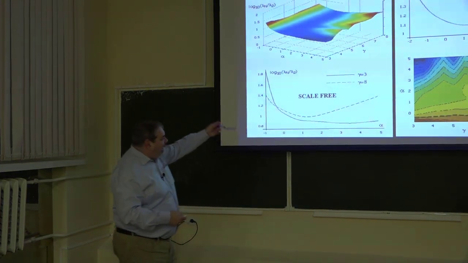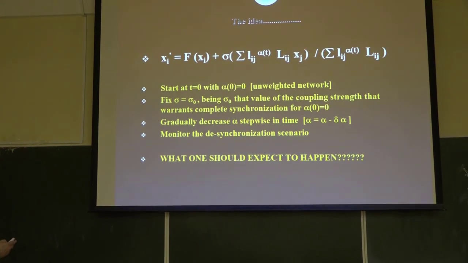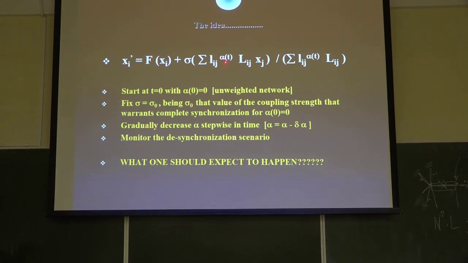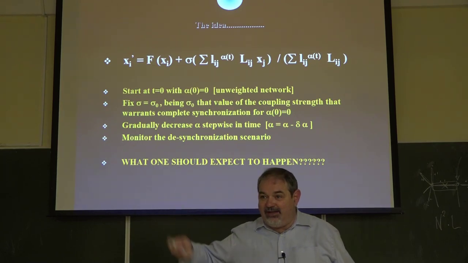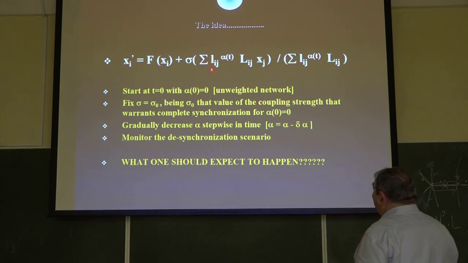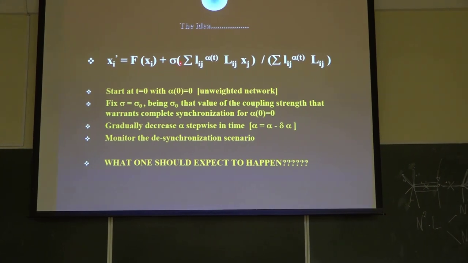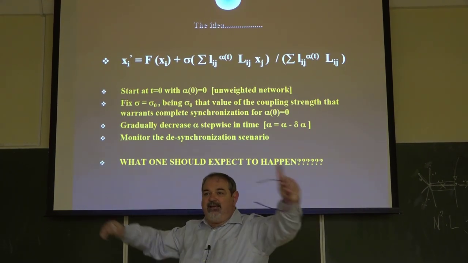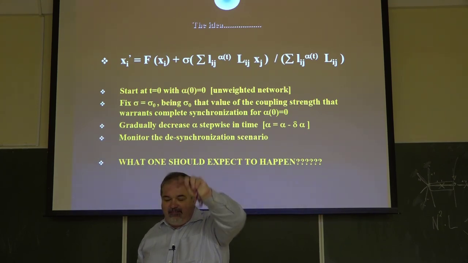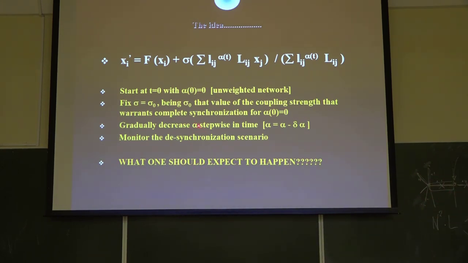So the idea is, I can prove this, I cannot tell. I start from here, you see. I have these equations. I have a complete coupling strength, and then I have a power which is a function of t. I start at time t equal to zero with alpha equal to zero. Alpha equal to zero means Lij to the zero is equal to one, so I am considering the unweighted network. In the unweighted network, I fix sigma to sigma zero, being sigma zero the value of the coupling strength that warrants complete synchronization. So I choose the coupling for which the whole network is synchronized to a unique frequency. And then I gradually decrease alpha stepwise in time and monitor the desynchronization scenario.